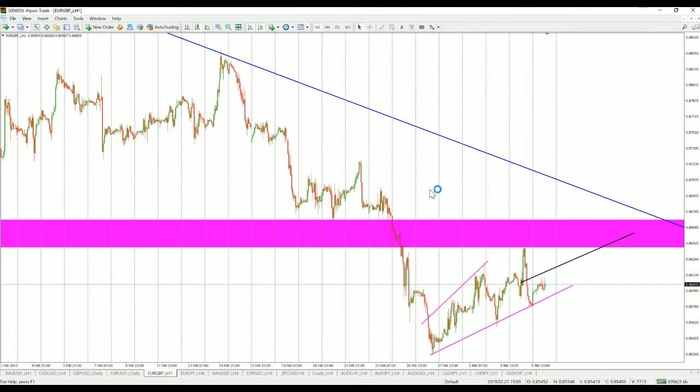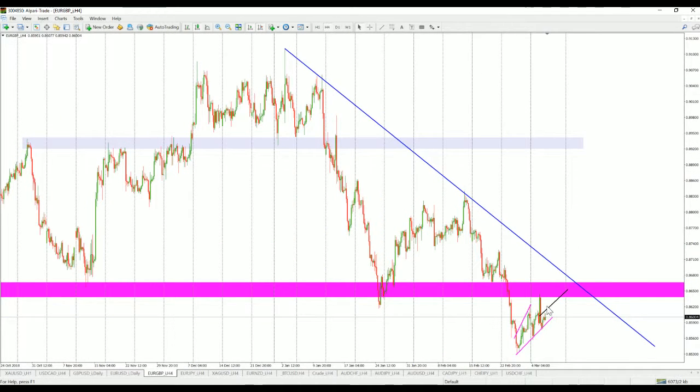Now euro to British pound. So yesterday here I was expecting the price to get to the horizontal resistance, and it happened almost straight away. I thought it's gonna take some time, but it happened straight away and we had a bounce. So this pink area is an ultimate resistance.